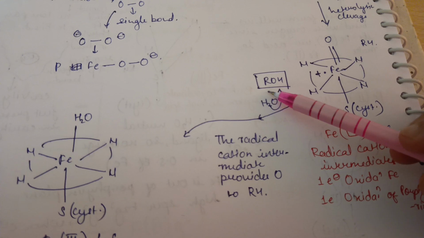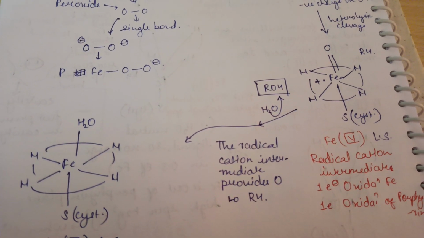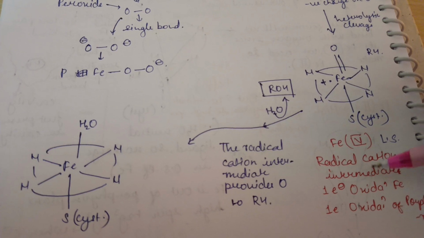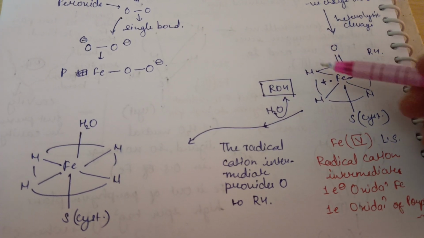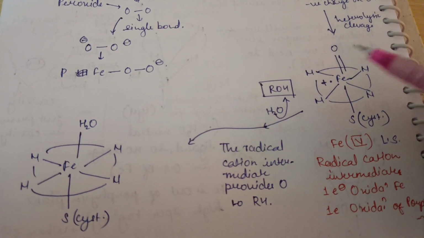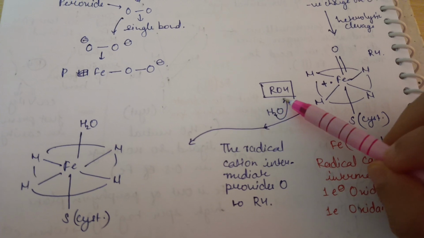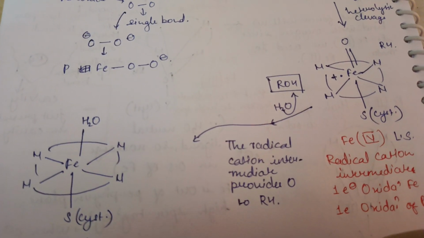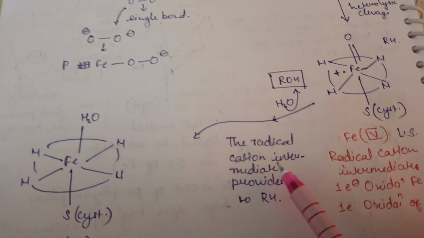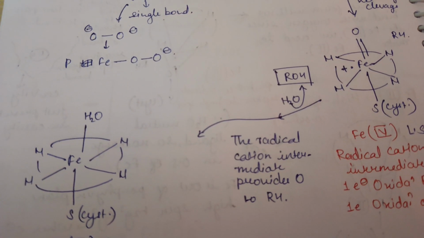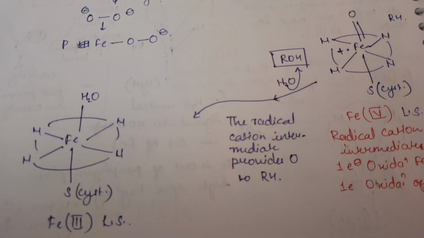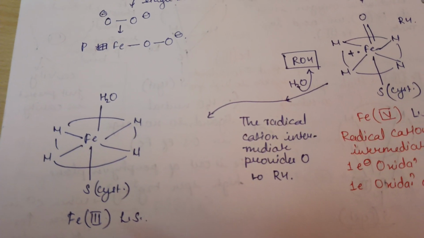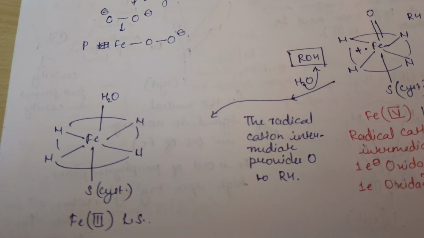Now this radical cation intermediate gives this oxygen to this RH. So now we will get this ROH, and this water will come and bind here. Now this is the first step that we got. The radical cation intermediate provides the oxygen to RH. Now again iron will go to +3 oxidation state and it will be low spin.